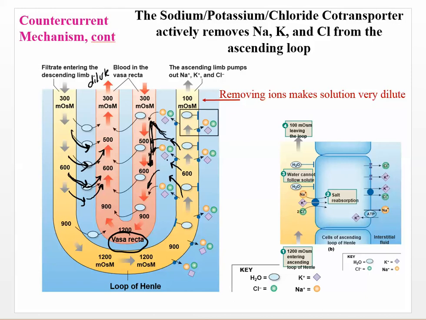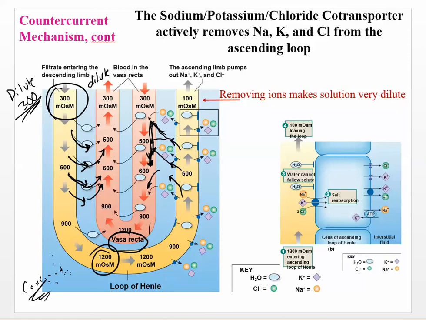So that continues to happen, and the concentration gets a little bit higher, but the concentration is also higher down here. That builds up the concentration down deep, and so we end up with a gradient. At the top it's very dilute, about 300 milliosmolar, which is what's written here, and at the bottom it's very concentrated. So remember, it's concentrated down deep in the medulla, and very dilute up here in the cortical area.